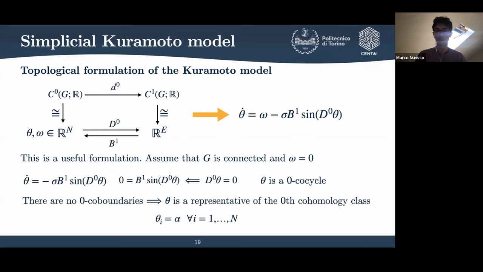And given that we are on a graph and there are no 0 coboundaries, this means that theta must be a representative of the 0th homology class. And on a connected graph, homology classes correspond to functions which are constant on the nodes. And so what did we find? We found that basically the synchronized solution, where all the oscillators have the same phase, is actually an equilibrium of the system. Of course, this is very simple and trivial, but it is meant to be a proof of concept of this approach.